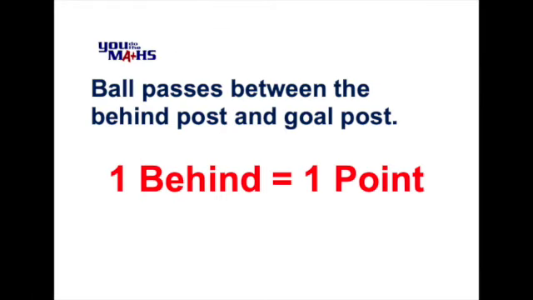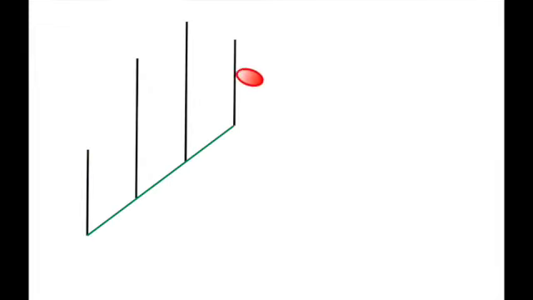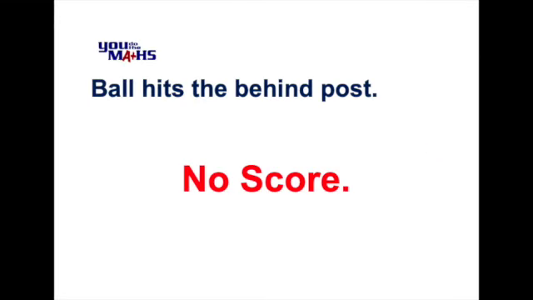Now, if the ball hits the goal post, and that might bounce back into the field of play, or it might just scrape it and carry on, that's deemed to be 1 behind, and that's equal to 1 point. If the ball hits the behind post, and it could bounce back into the field of play, or it might just scrape it, either way, that's deemed to be no score.